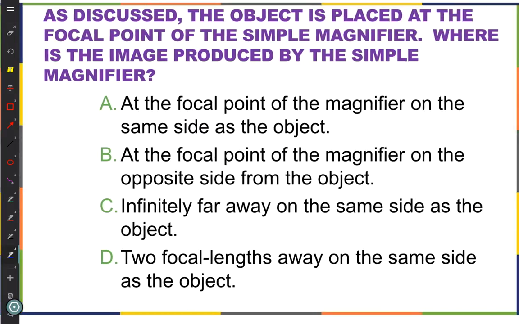So first, a clicker question dealing with what we talked about last class period. As discussed, the object is placed at the focal point of a simple magnifier. Where's the image produced by the simple magnifier? Now, this was for the easiest viewing.